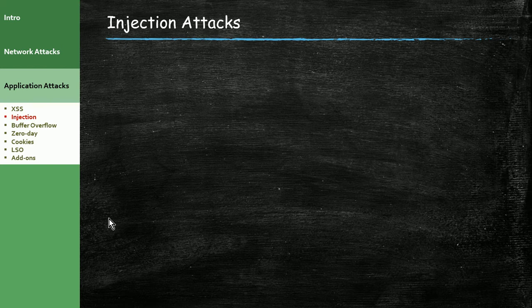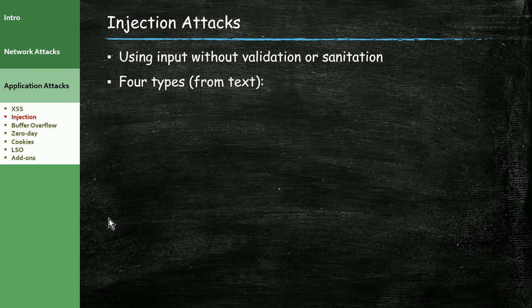Another type of attack on applications is injection attacks. There are a couple of different types of injection attacks, so I'll talk about a few of these. There are 4 types: SQL injection attacks, LDAP injection, XML injection, and directory traversal attacks.